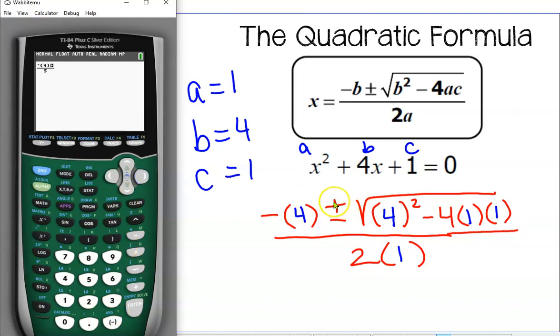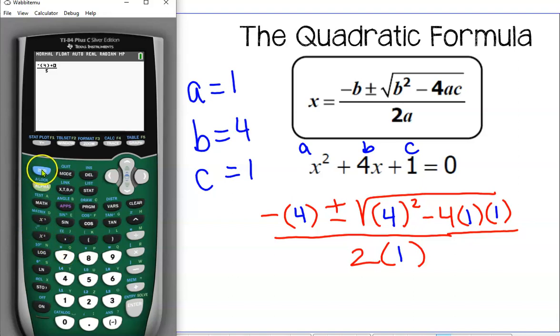I have a choice. I have to do both of these operations, but I can only do one at a time. So I'm going to press the plus sign first, and now I'm going to press the square root key. Now the square root key is in blue. It's right over here, diagonal to number 7, right?